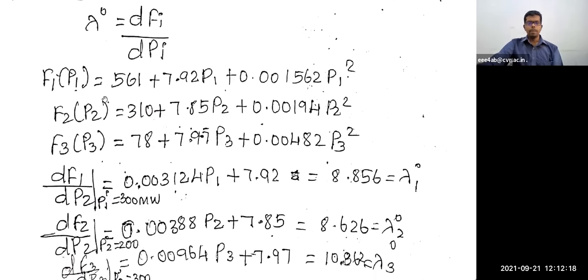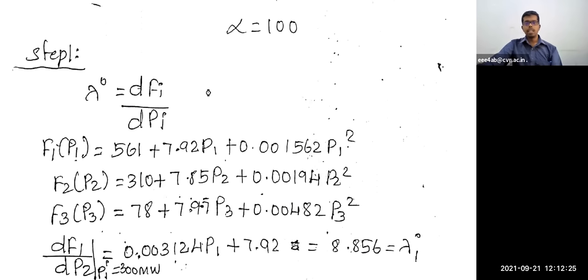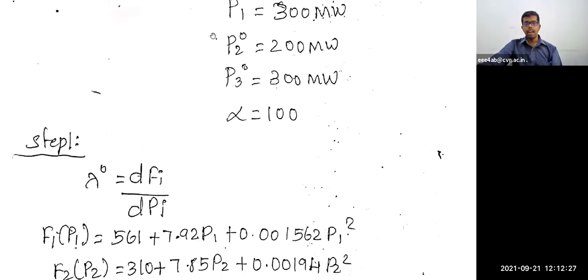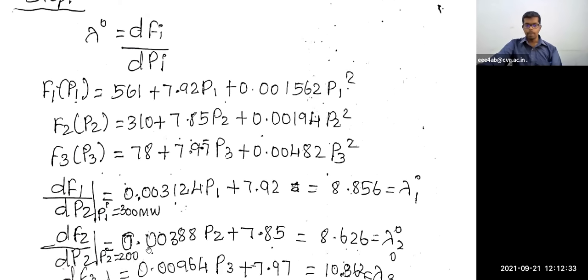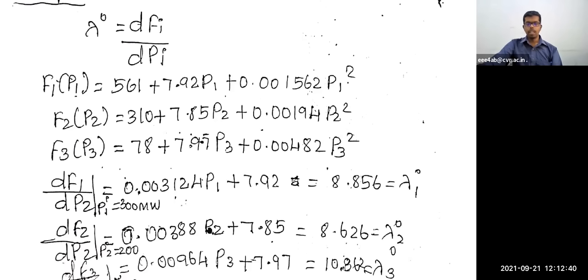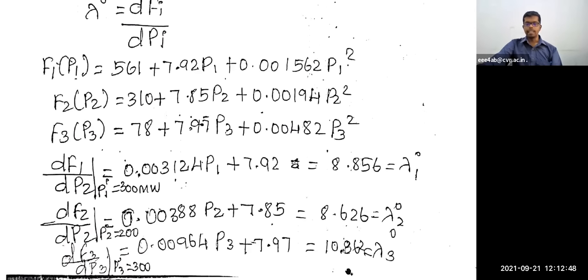Next, similarly, you need to find dF2 divided by dP2 by substituting. Whatever value we have considered, that is P2 naught as 200 megawatt, by substituting P2 naught as 200 megawatt you need to find lambda 2 naught. After substituting, you'll get 8.626. So we are getting 8.626 as lambda 2 naught.